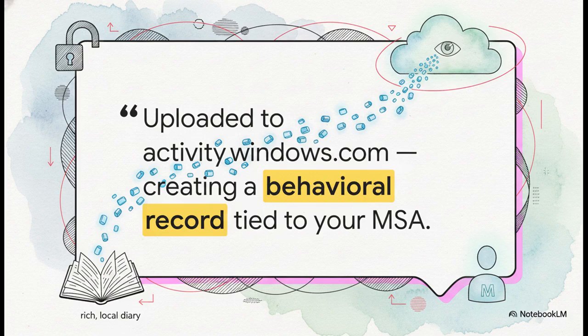And this perfectly illustrates the real issue. If the Send My Activity History setting is left enabled, that database is, quote, uploaded to activity.windows.com, creating a cloud-backed behavioral record tied to your MSA. It basically takes that incredibly rich local diary and just hands it right over to Microsoft's cloud infrastructure.